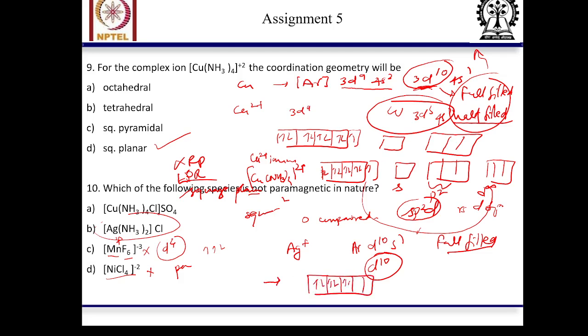So this is the correct answer. It is diamagnetic, not paramagnetic. So it is like sp, and the 1 s and 1 p will form an sp hybrid, which is linear in geometry.